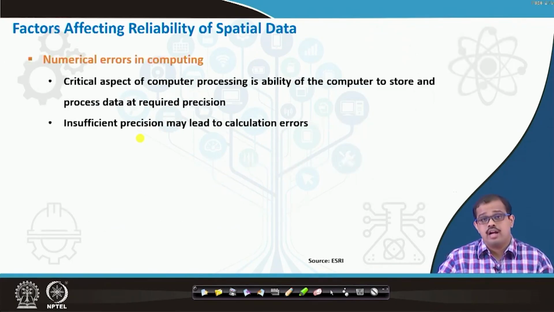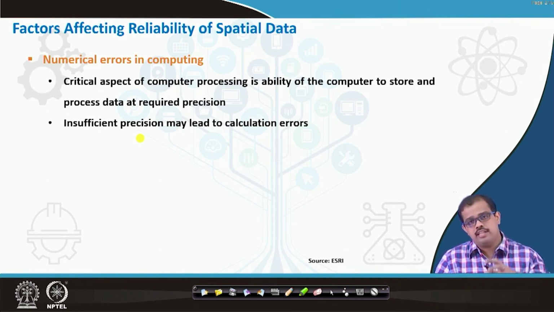Okay, so another error that may come in when checking the reliability of data is a numerical error. When you are looking at the computer processing capability, or the ability to store and process the data at required precision, that is also very important. So if your precision length is 6 points, and your computer is able to store only 2 points, then that is where your numerical error starts. Insufficient precision may lead to calculation errors also. For example, if you are calculating the length of a road or area of a polygon, it may create a certain amount of precision errors in the data. So a number of polygons will actually propagate it to much bigger errors.